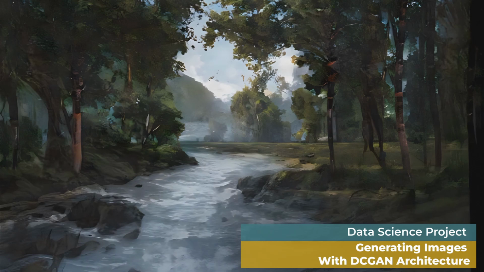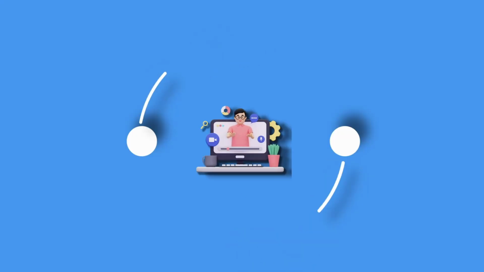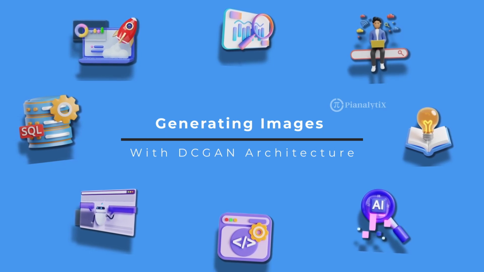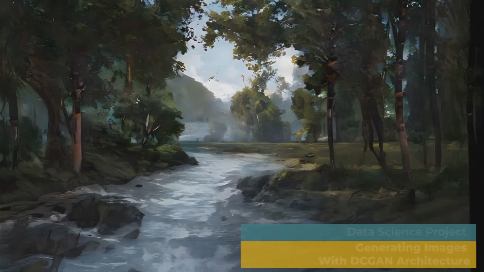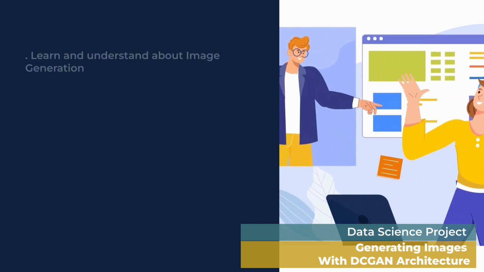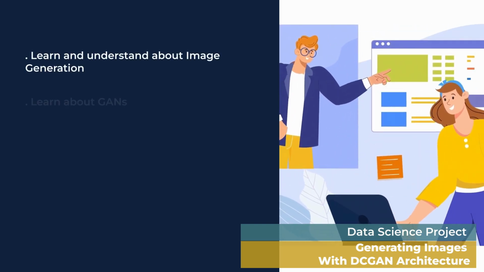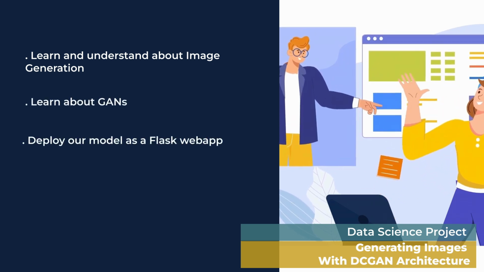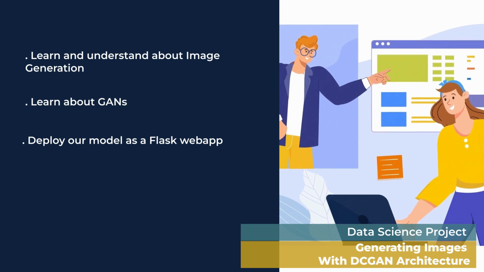In this project, we'll be generating paintings using a deep convolutional generative adversarial network. So in this project, we learn and understand about image generation, we learn about GANs, and finally we'll deploy our model as a Flask web app.